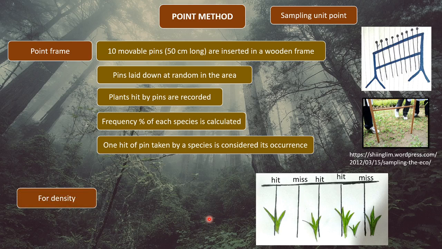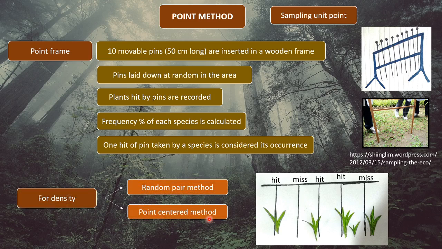Right, now also for density calculation, random pair method and point centered method are used, but we are not going to understand this because this is not a part of your study as of now.